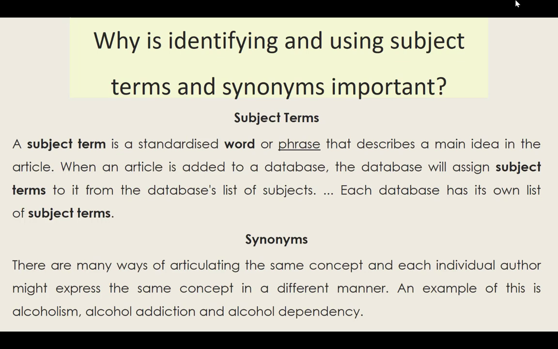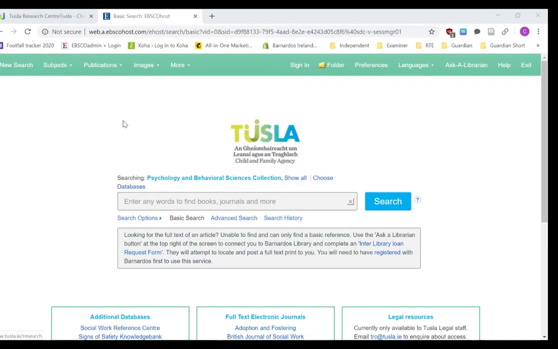And synonyms are describing the same thing in different ways, and each author could describe something slightly differently. An example here could be alcoholism, alcohol dependency, or alcohol addiction. And we identify those synonyms and include all of them in our search to broaden out the search as much as possible. To look up subject terms, we go to the main search page.